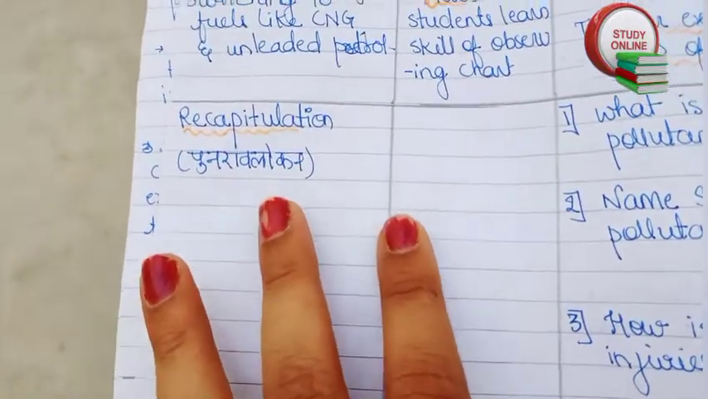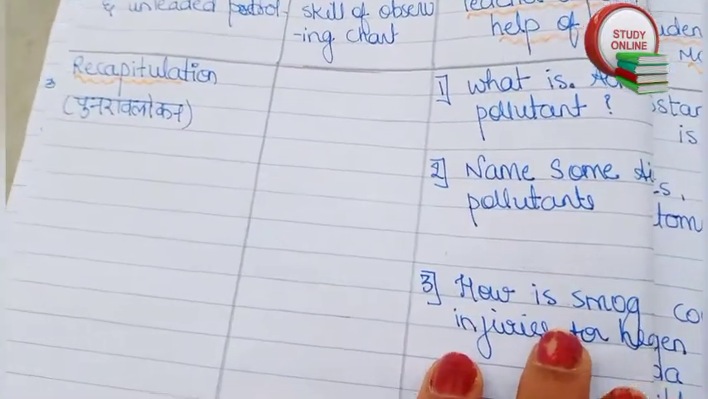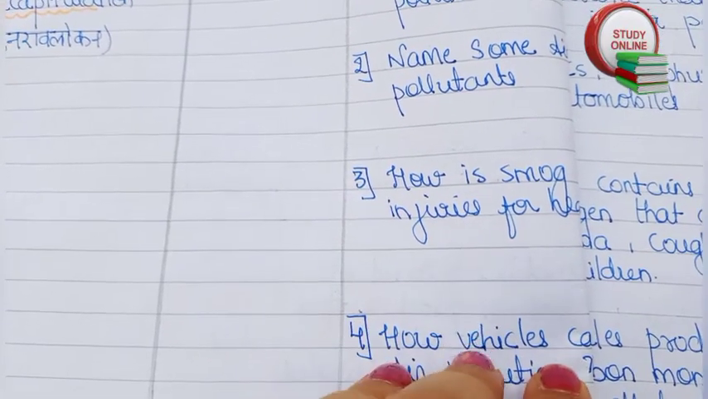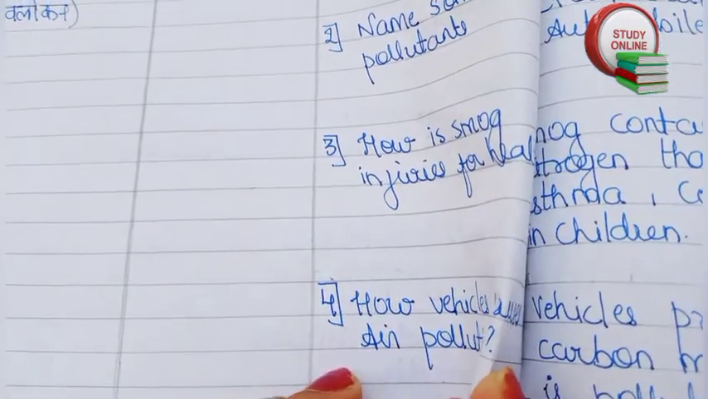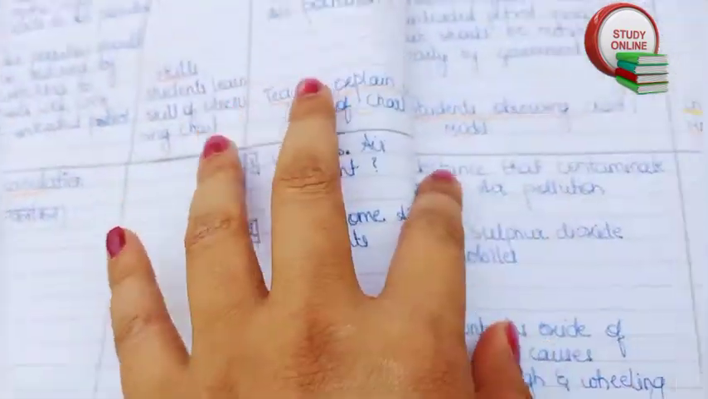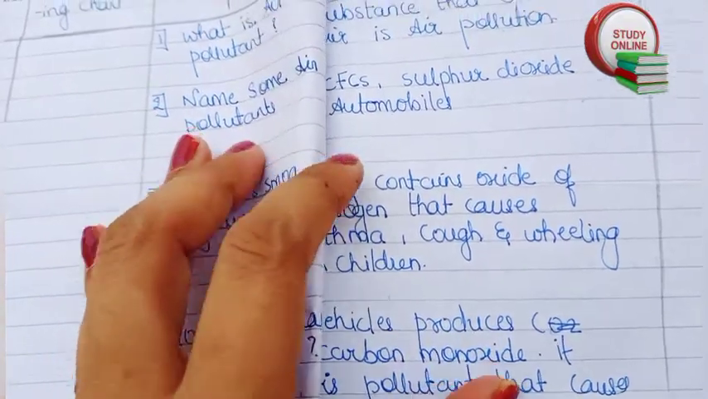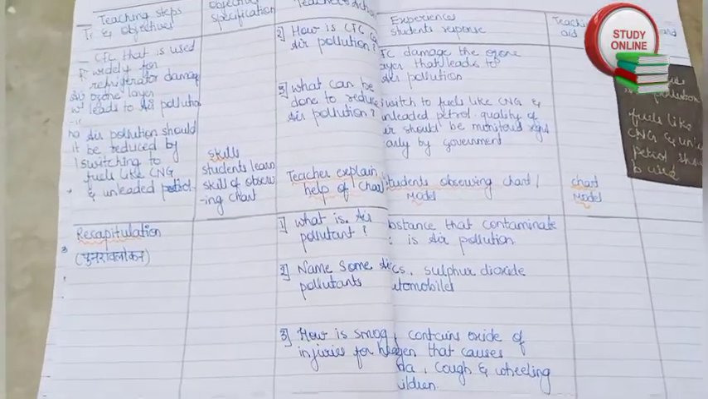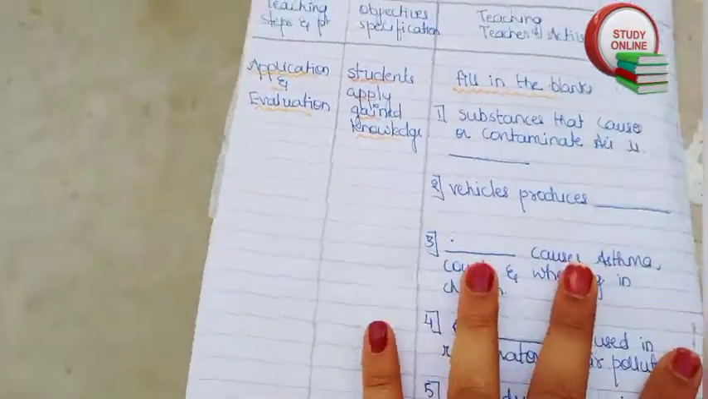Okay, so here you can see recapitulation. Here I have added 4 questions. What is an air pollutant? Name some air pollutants. How is smog injurious for health? How vehicles can cause air pollution. And here is the expected answer that we expect from students. Okay, you can see these things here. This is the overall look.